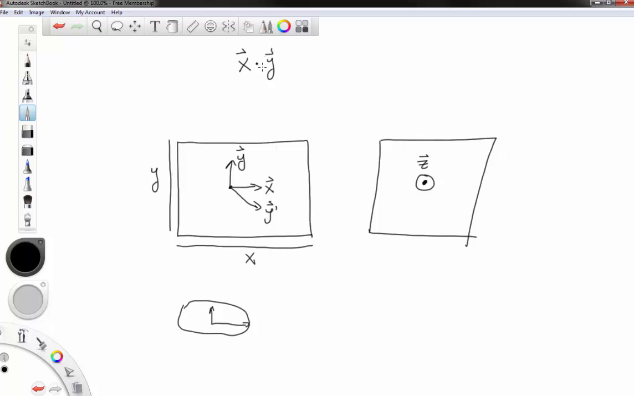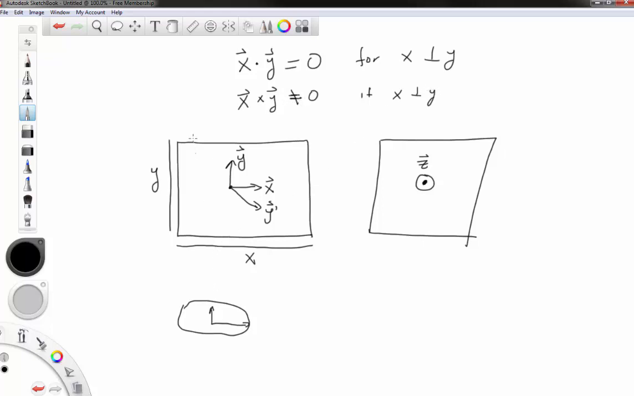Well, let's say I take a dot product between X and Y. If X and Y are perpendicular to each other, then this dot product is going to be zero. So the other option is to take what's called a cross product. So X cross Y is not going to be zero if X and Y are perpendicular. In fact, it'll only be zero if X and Y are parallel, or if one of these two vectors has a magnitude of zero to begin with.